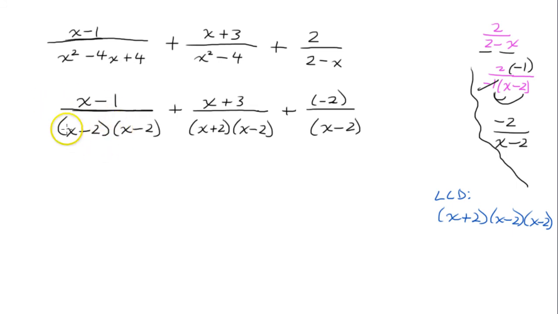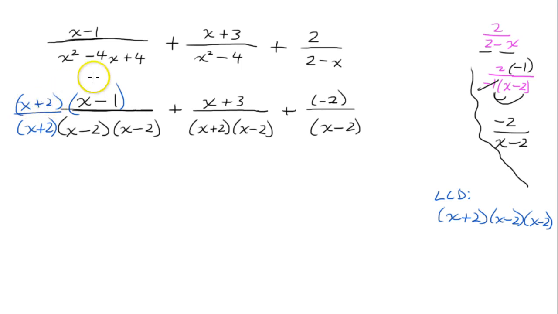So now what is this missing? Well, this is missing the x plus 2, so we have to multiply both the numerator and the denominator by x plus 2. And I'm going to put some parentheses around the x minus 1 right away so that I don't forget that I need to multiply some FOIL here, right?